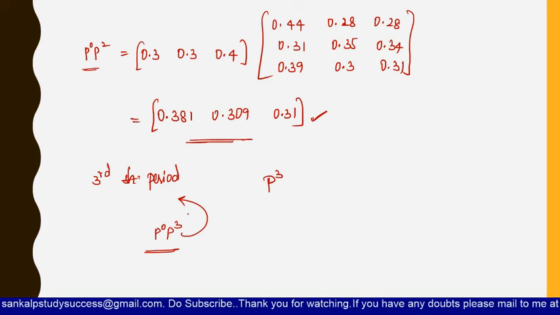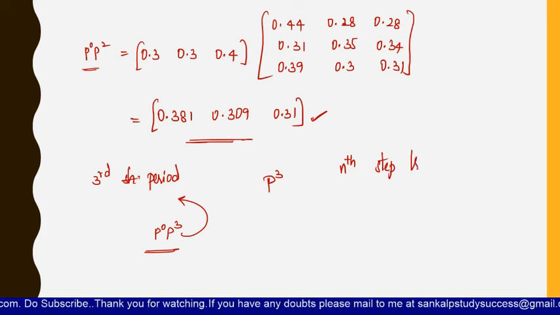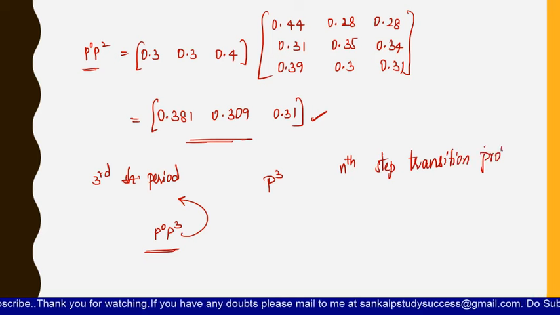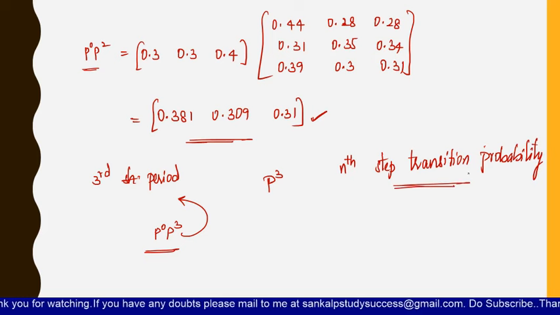In the same way, if it is given for the fourth period, we find P power 4. If it is given for the fifth period, we find P to the power of 5, and so on. So in this way, using the nth step transition probability, we find all the probabilities given in the question. For the third period we use the third step transition probability. Here in the question it is given as the second period, so it is the second step transition probability.